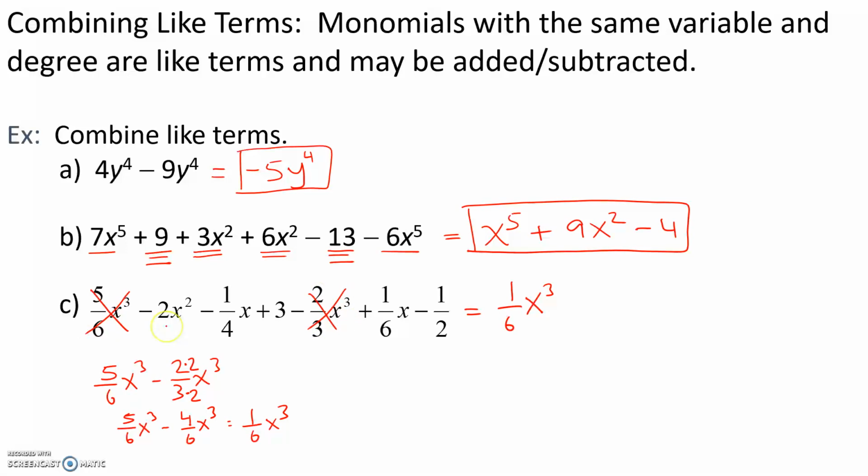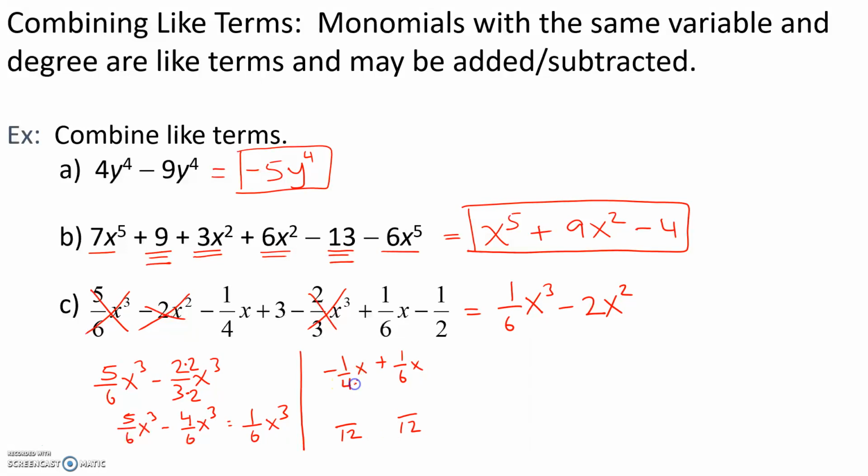Next, we have a negative 2x squared. There are no other x squareds. Therefore, negative 2x squared does not have any like terms that it can combine with. We'll cross it out so I remember that I've used it. Next, we have negative 1 over 4x plus 1 over 6x. Once again, we don't have the same denominator, so in order to get a common denominator, we need to find the least common denominator between 4 and 6, which is 12.